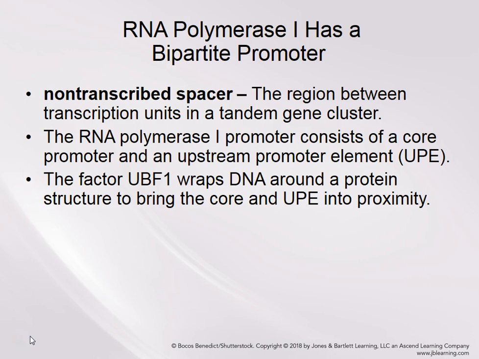So RNA polymerase 1, for example, consists of a core promoter and an upstream promoter element, the UPE. And UBF1 wraps the DNA around the protein structure to bring the core and the UPE into proximity. There's also another one, for example SL1, I think, that includes the TATA binding protein, which is TBP, and this is required for all RNA polymerase initiations. So RNA polymerase 1 will bind to the UBF1 SL1 complex, and this SL1 will have the TATA binding protein that binds to the TATA box.